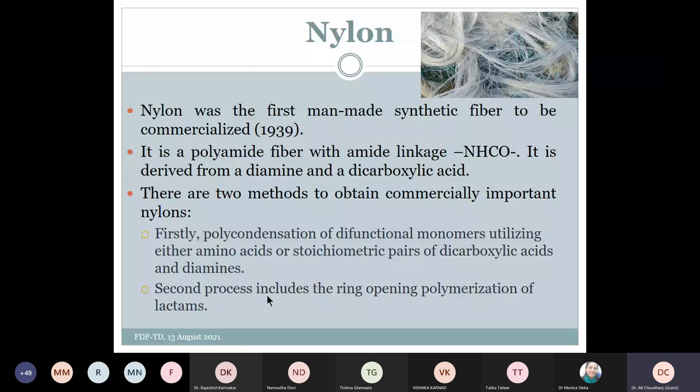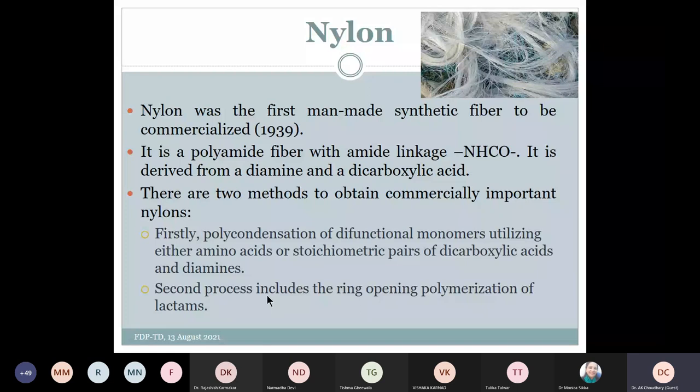Coming to the nylons. I have already discussed nylon in previous slides. Nylon is produced by melt spinning, and it is one of the very popular fibers, having good strength. Nylon was the first man-made synthetic fiber to be commercialized, in 1939, and it is a polyamide. Polyamide is the chemistry of this fiber, polymers with amide linkage. So it is part of the chemistry.